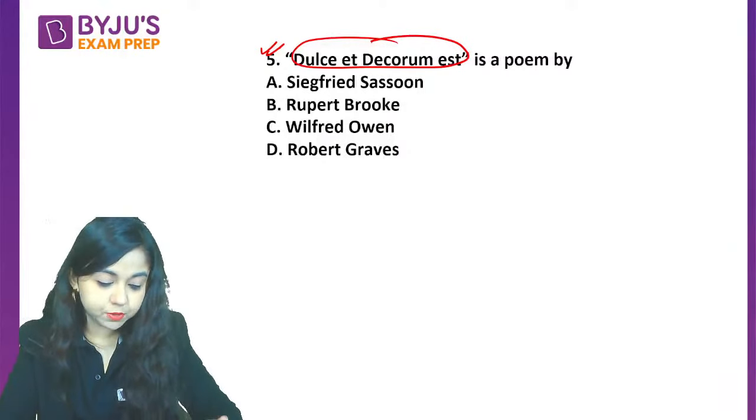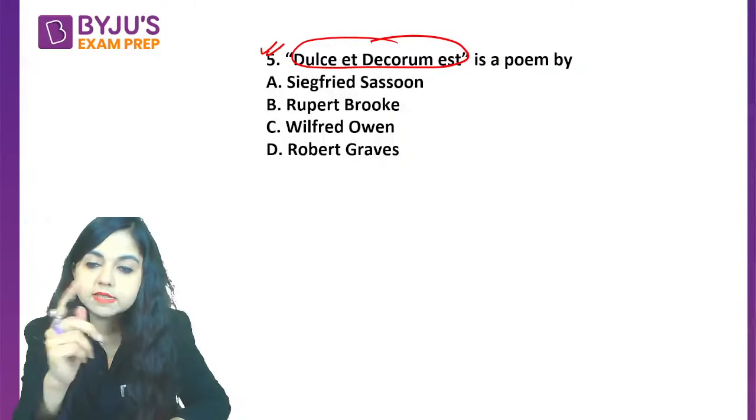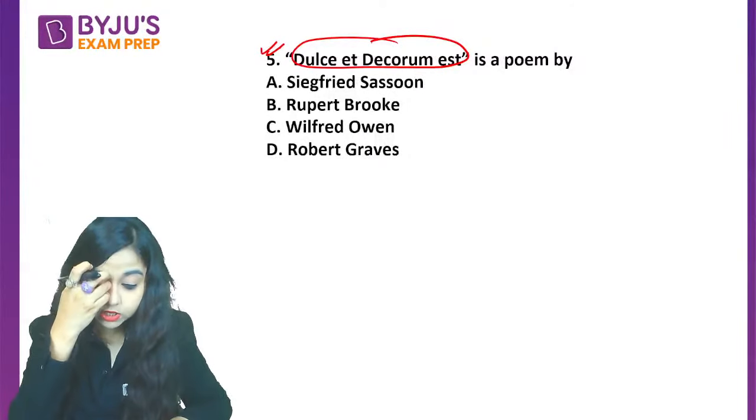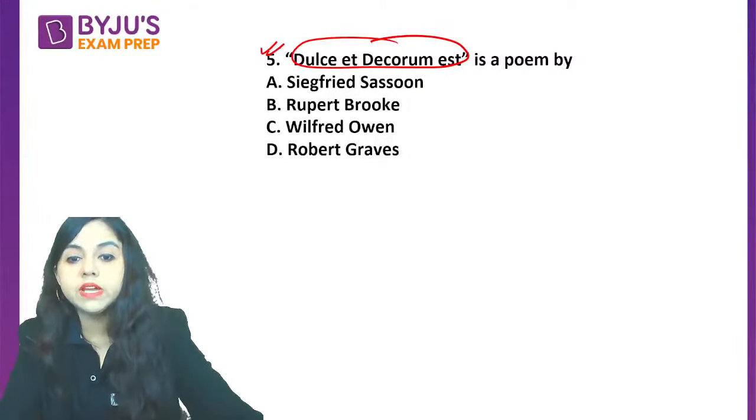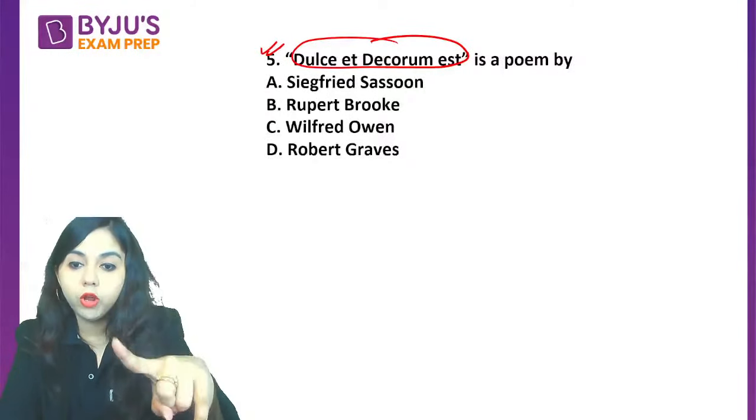Yes, Shikha, absolutely right. Ravi, gyres are cones. So basically, you're trying to say that history repeats itself. That's essentially the concept that you're able to see. Absolutely right. Owen is the right answer. Wilfred Owen is a First World War poet.